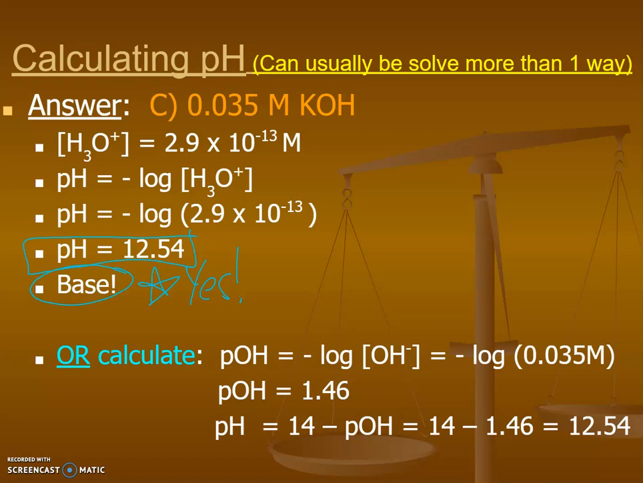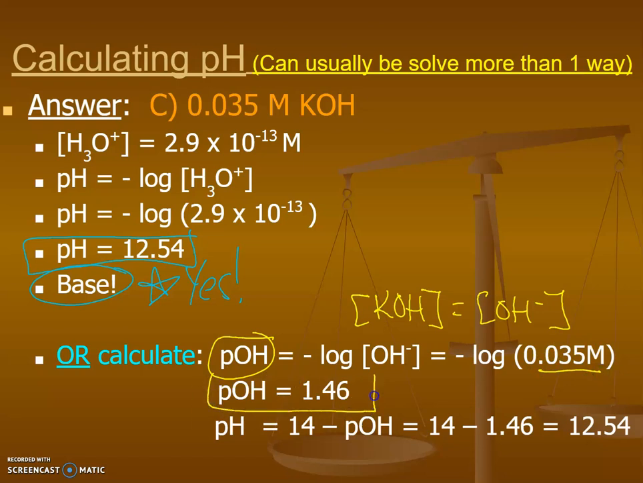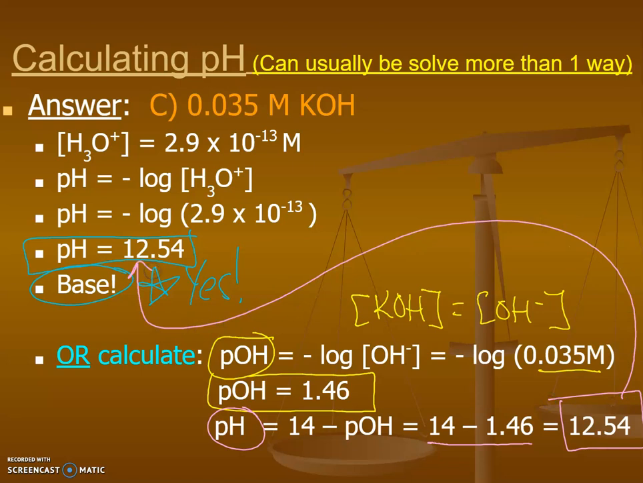Or from the original problem, when you knew that the concentration of your KOH is equal to the concentration of your hydroxide, figure out what the pOH is first. Figure out the pOH by taking the negative log of that value, getting a pOH of 1.46, and then determining what the pH is. pH plus pOH always equal 14. So 14 minus 1.46, ta-da, arrives you at the exact same answer.